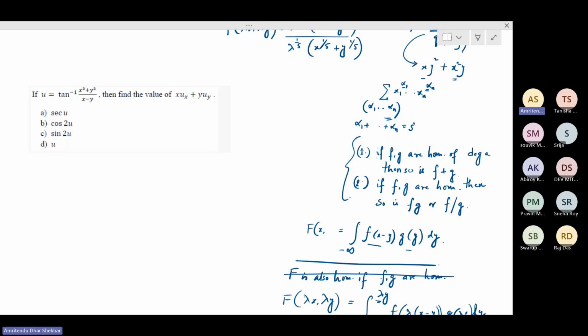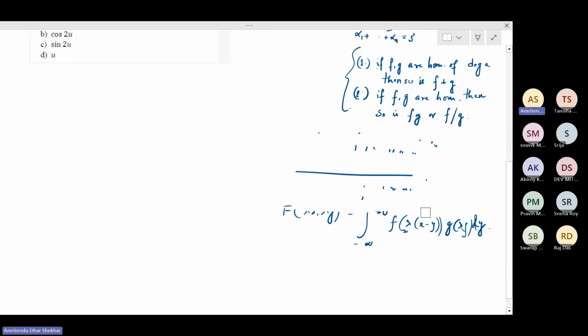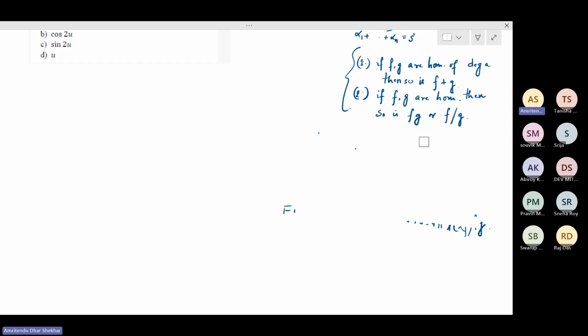Right. So what happens if you try to integrate a homogeneous function? Let's look at that problem. It's an interesting exercise. So let me write it over here. Integrating a homogeneous function.